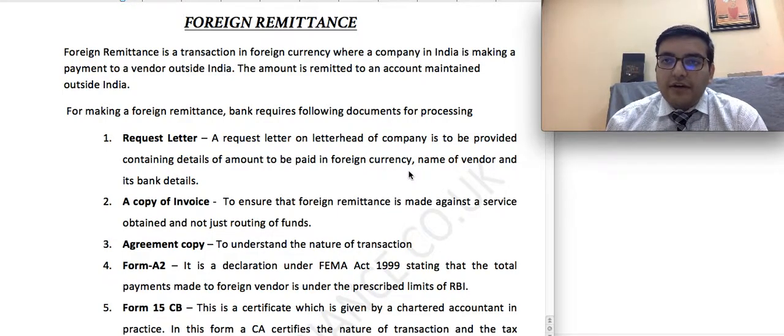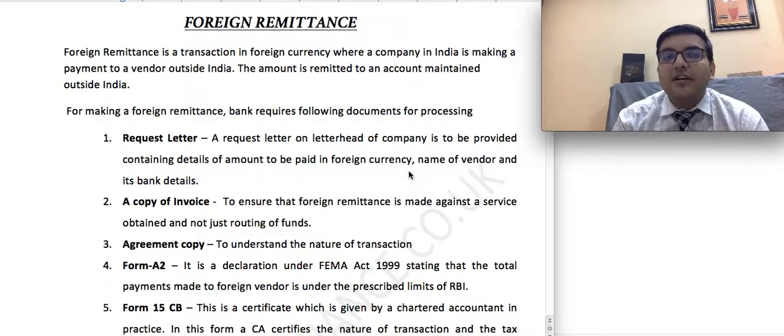So we write a letter to the bank stating that this much amount you have to pay to that foreign company, along with a specified set of documents, and they'll pay it. So there's a process involved. Now why is there a process involved?